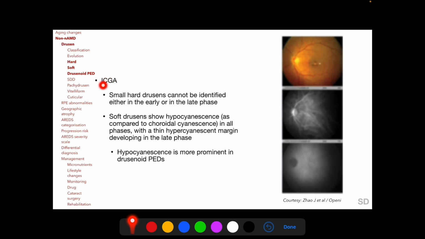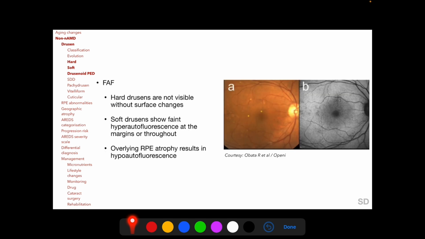On indocyanine green angiography, small hard Drusens cannot be identified either in the early or in the late phase of the angiogram. But soft Drusens show hypocyanescence on ICGA as compared to the background choroidal cyanescence in all phases of ICGA, as seen here in this angiogram. Hard Drusens are not visible on fundus autofluorescence, but soft Drusens may show faint hyperautofluorescence at their margins or throughout, but areas of RPE atrophy result in hypoautofluorescence, as seen here in this photograph.